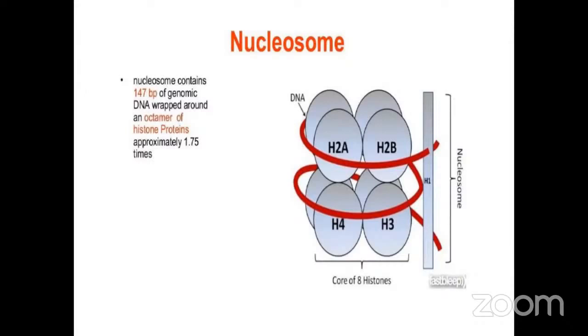So a nucleosome, which is the basic unit of chromatin, contains 8 histone proteins, 2 molecules of each histone, H2A, H2B, H3, H4. Whatever we are talking about is for one nucleosome. A nucleosome contains 147 base pairs of genomic DNA wrapped around an octamer of histone proteins. So one nucleosome is wrapped with 147 base pairs of genomic DNA.